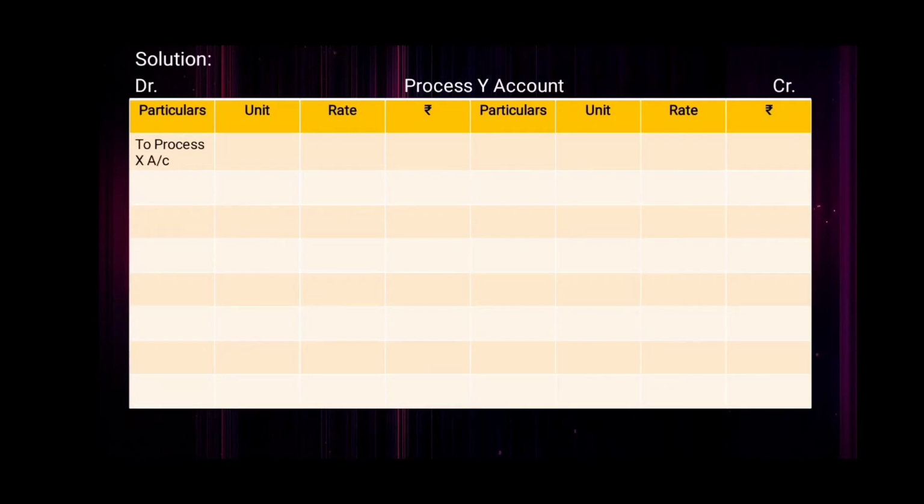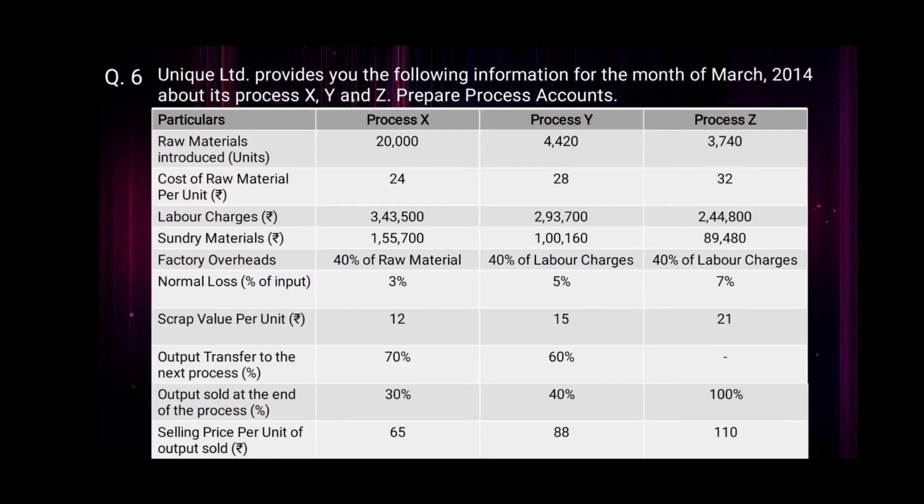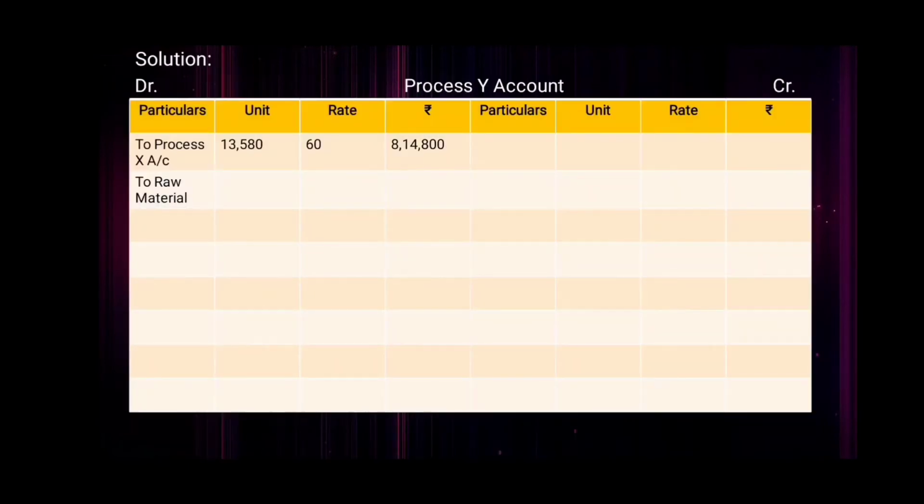To process X account, 13,580 at the rate of rupees 60. Total amount will be 8,14,800. Now raw material introduced for process Y is given as 4,420, and the cost of material is given as 28 per unit for process Y. To raw materials, 4,420 at the rate of rupees 28. So the total amount will be 1,23,760.